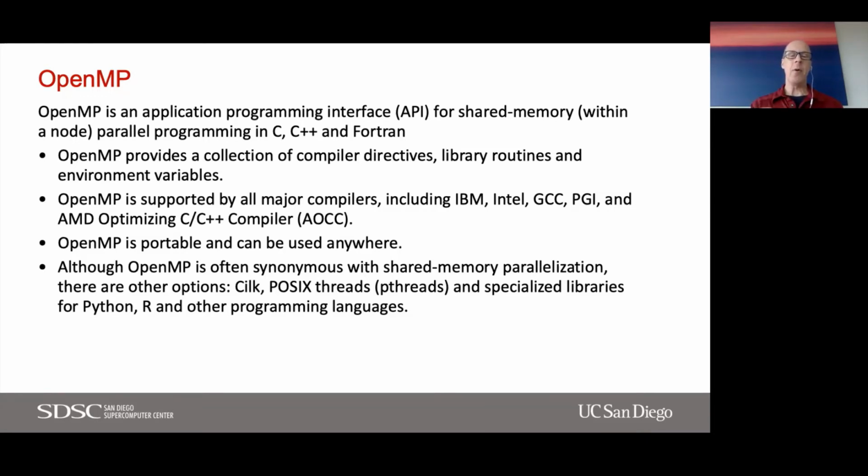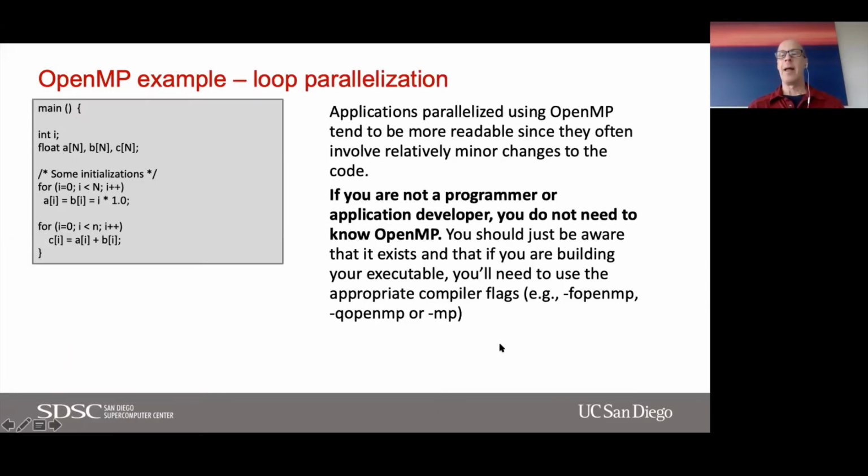Although OpenMP is often synonymous with shared memory parallelization, just like MPI, there are other options. There's a programming language called Silk, which looks an awful lot like C, and extends the syntax a little bit. Something called POSIX threads or P threads. And then there are also specialized libraries for Python and R and other programming languages.